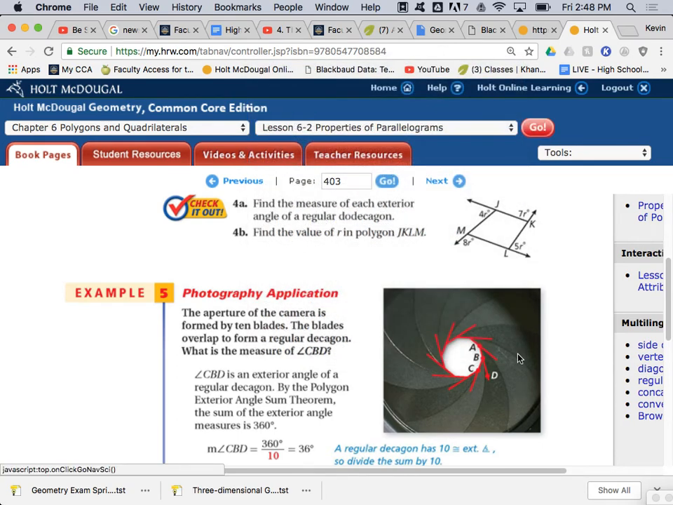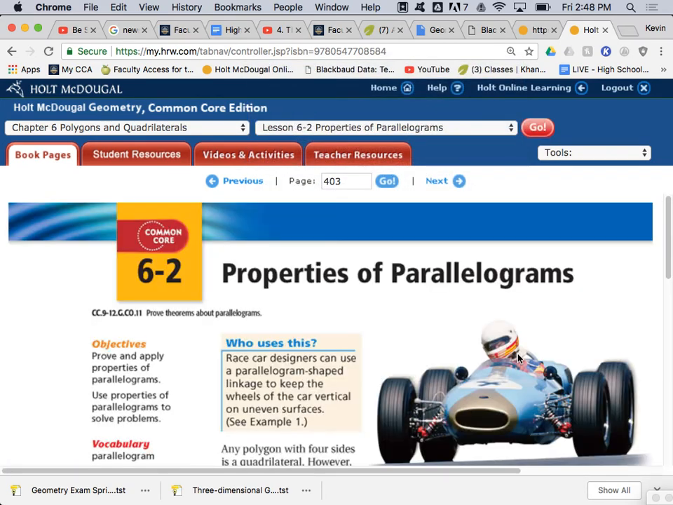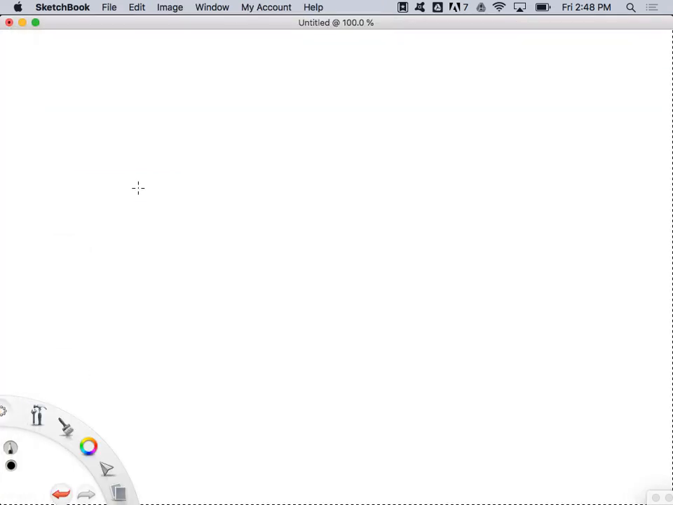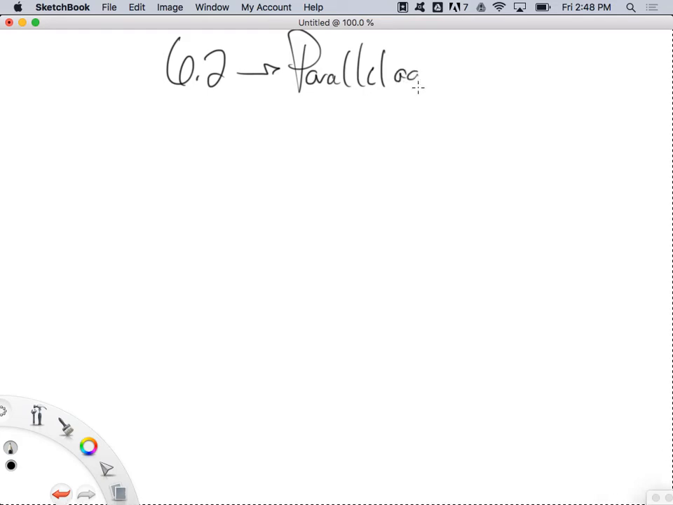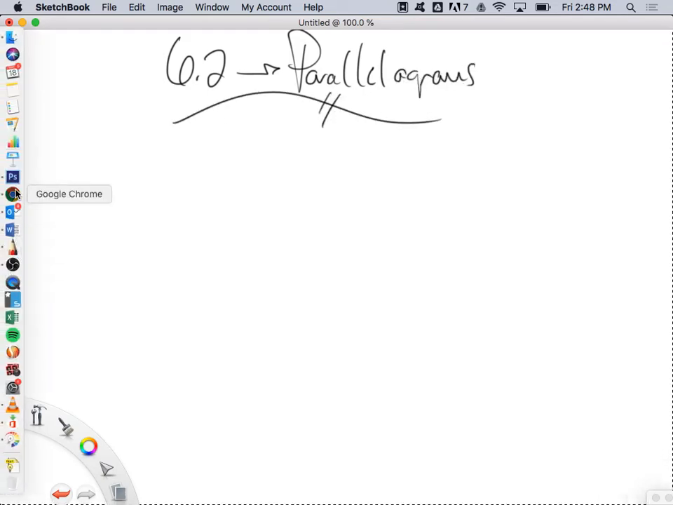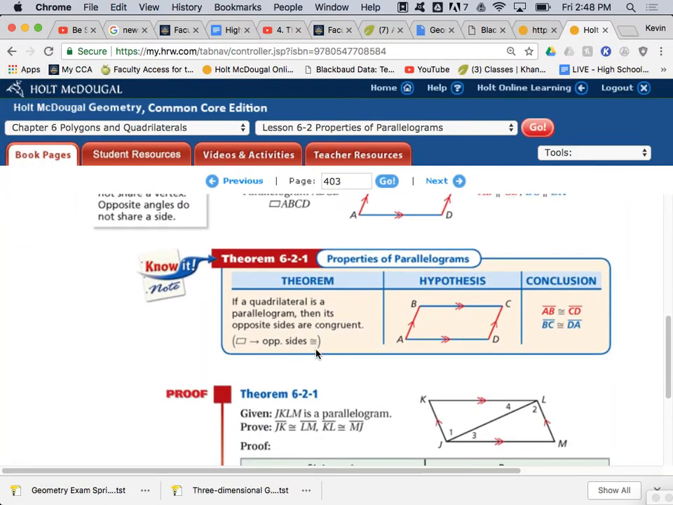All right. Next, parallelograms. Properties of parallelograms, 6.2. Parallelograms.